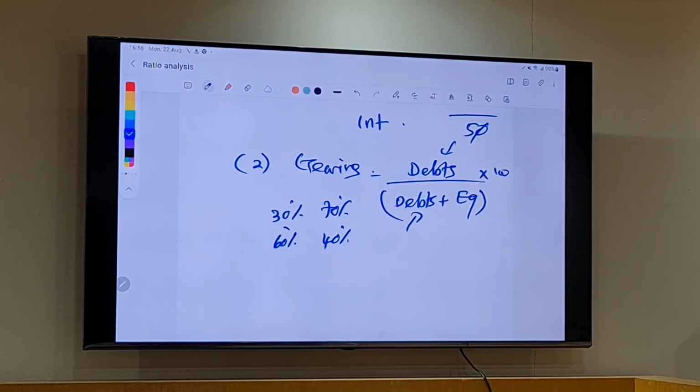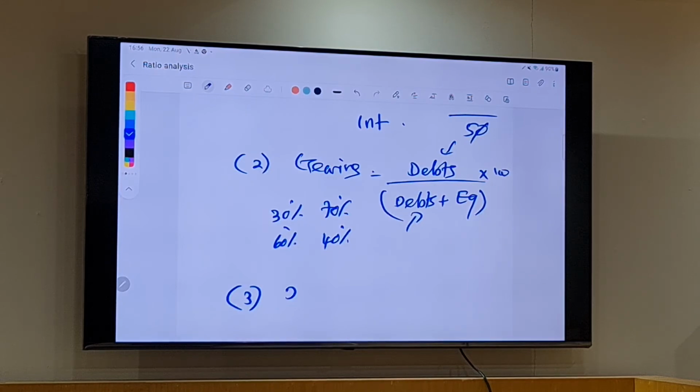Clear? So what items does the debt include? Debts include all non-current liabilities. Actually, interest-bearing non-current liabilities, but generally all are interest bearing only. Leases, long-term loans, debts, debentures, bank loans, everything.